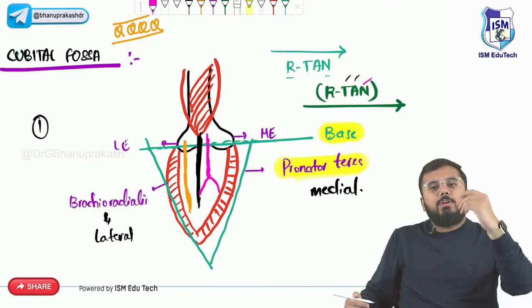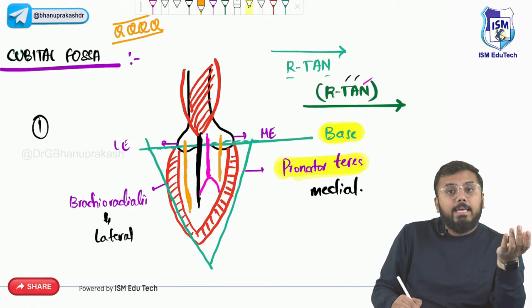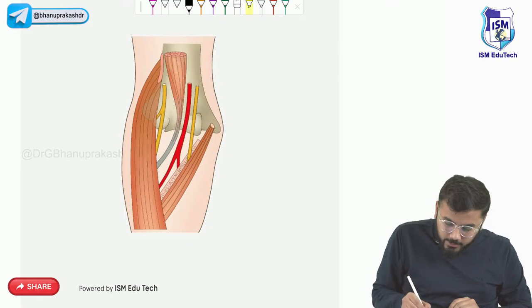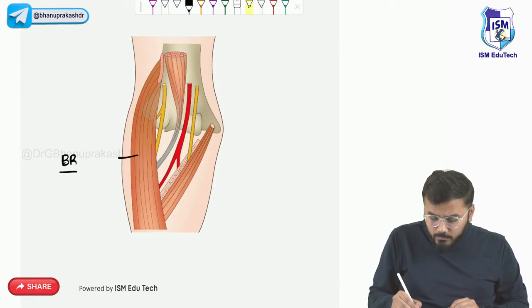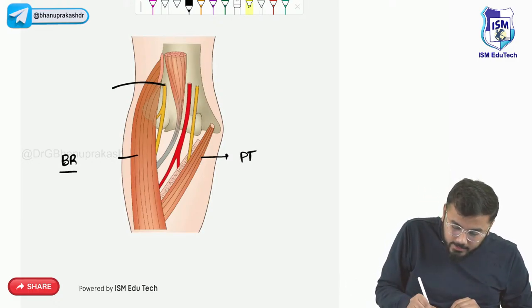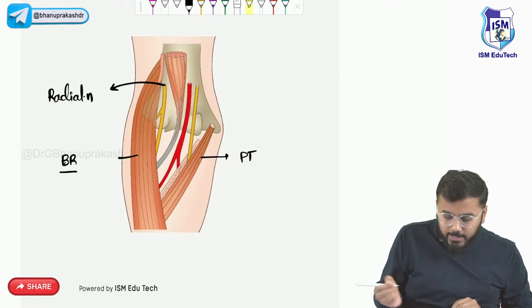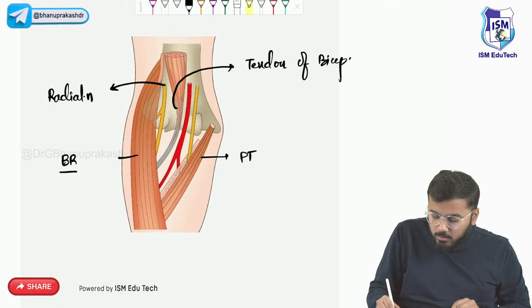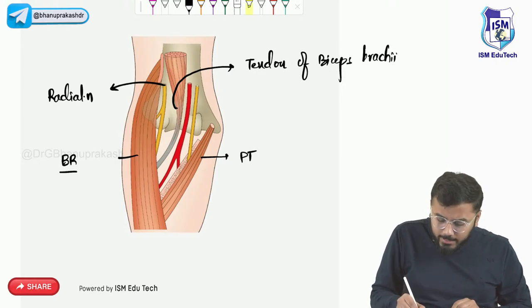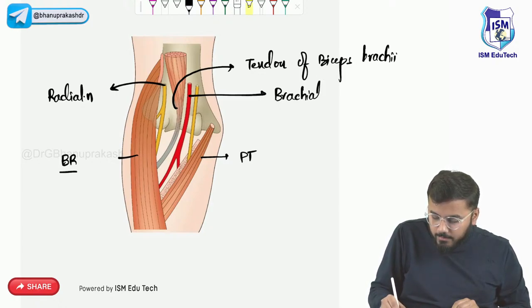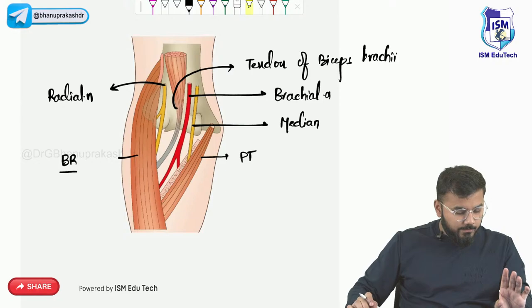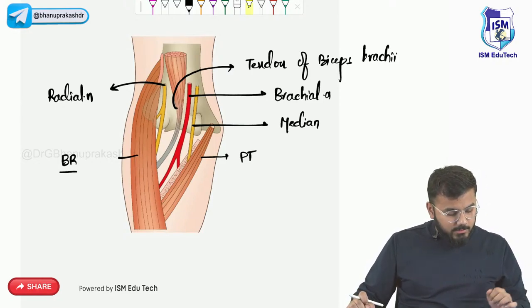And finally, N. N stands for nerve. What is the nerve we have here? This is the median nerve. If I write all of them down, you can look at this picture. This is your brachioradialis. This is your pronator teres. This one is your radial nerve. This one over here is the tendon of biceps brachii. This one is called your brachial artery. And finally, this one is your median nerve. So from lateral to medial, these are the structures present. All of you are clear with this? Guys, are all of you clear with this?